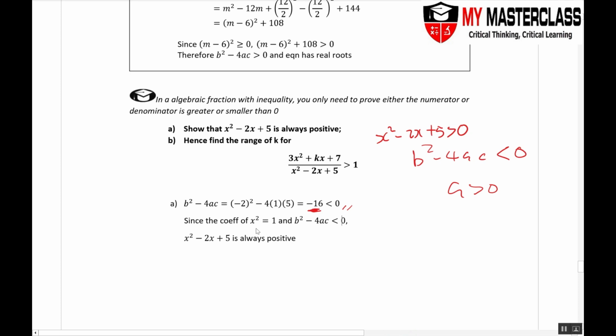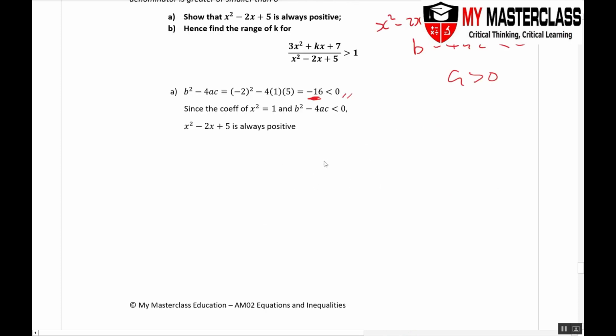Then since the coefficient of x squared is 1, your a is more than 0. Both conditions are satisfied. Okay, so you have a equals 1, b squared minus 4ac is less than 0. Therefore, x squared minus 2x plus 5 is always positive. Next portion. Hence, find the range of k for which this inequality holds. Okay, so let's take a look at the next page.